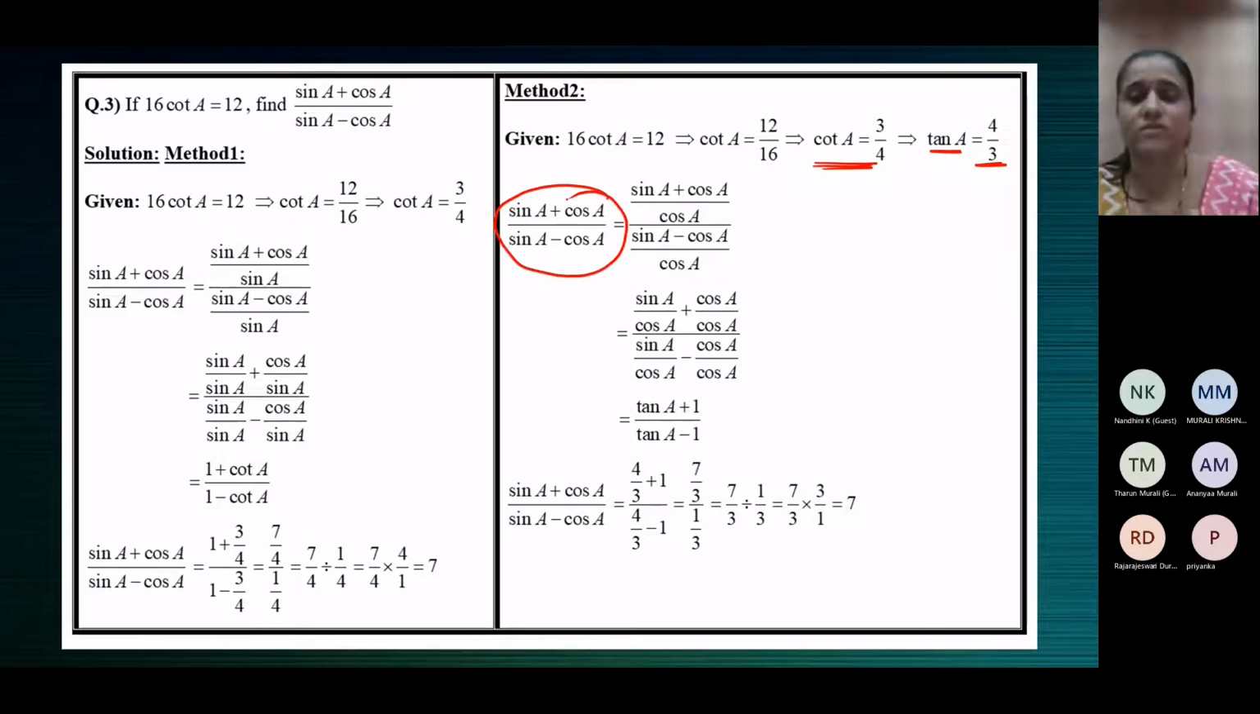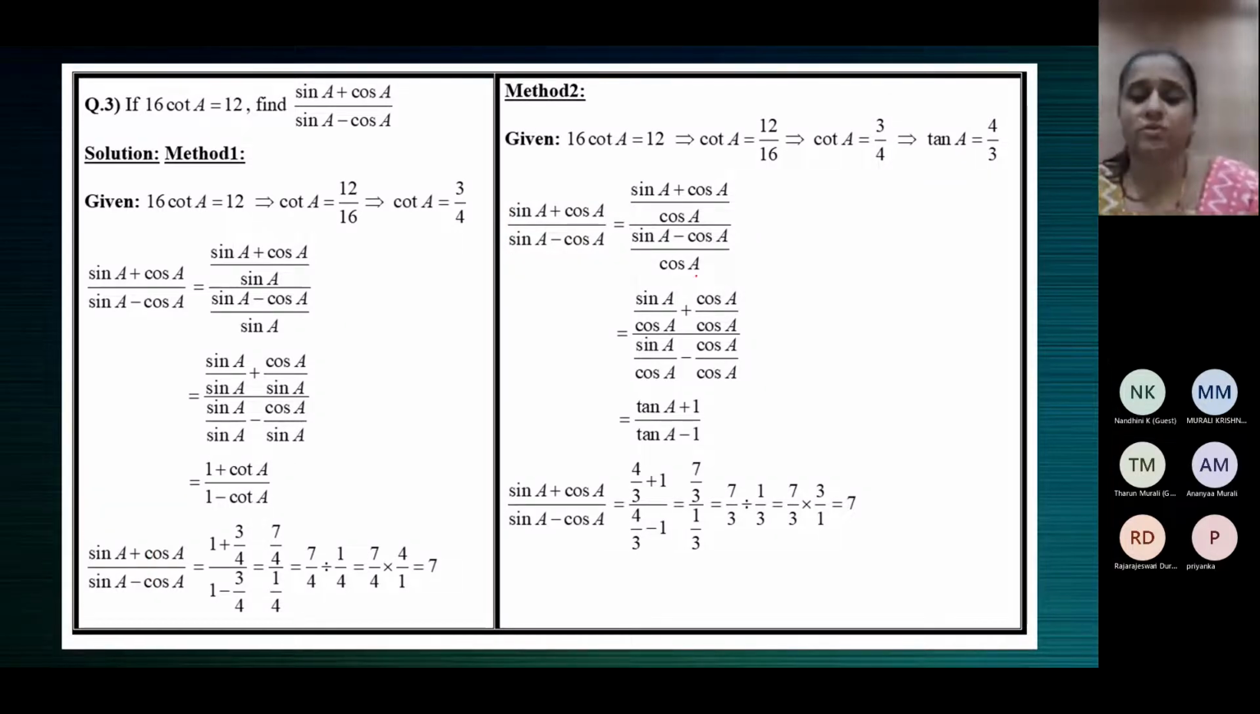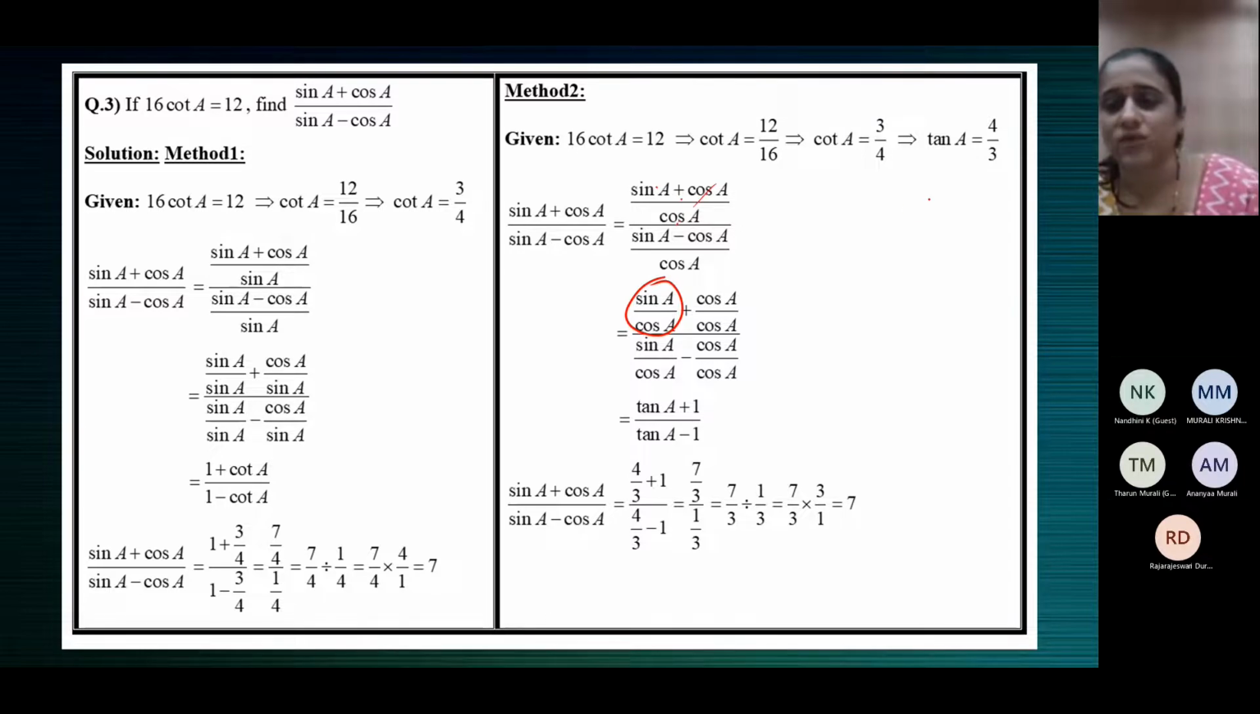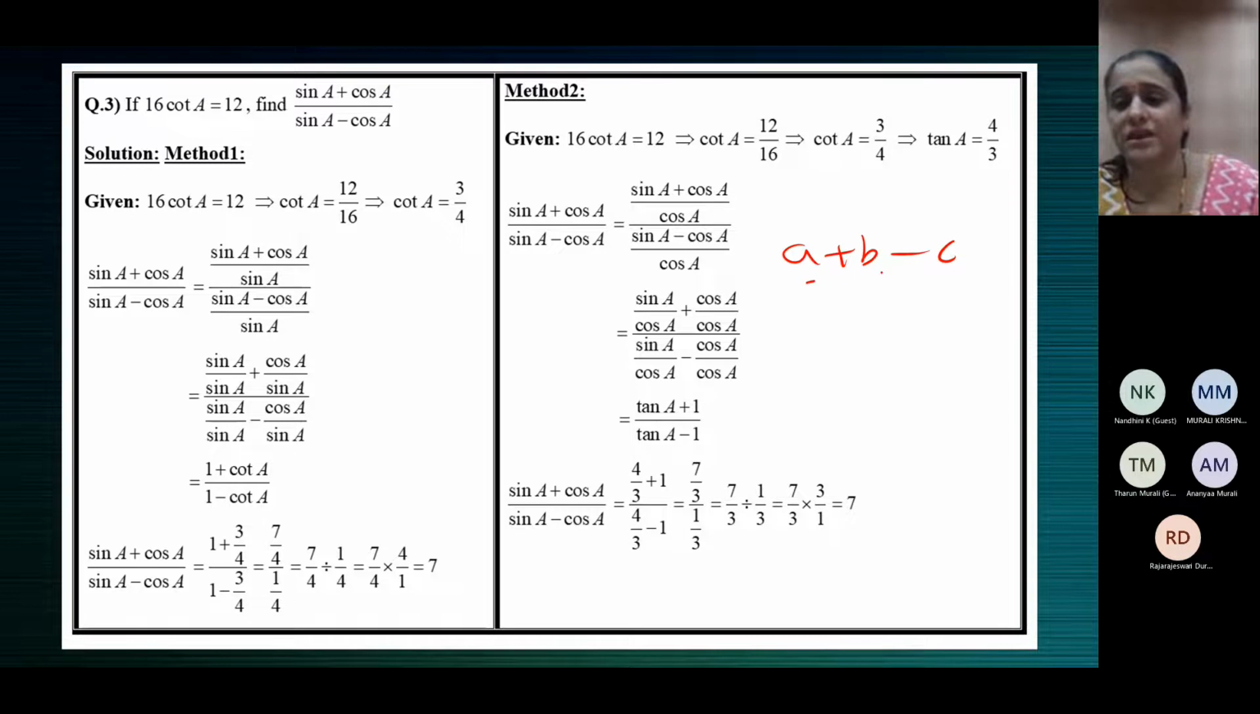So now we have to evaluate (sin A plus cos A) by (sin A minus cos A). Divide the numerator and denominator by cos A. Dividing the numerator by cos A and the denominator by cos A. See, if you have (A plus B) by C, you can write it as A by C plus B by C. Similarly, (A plus B) by (C minus D)... the numerator and denominator are each split term by term.